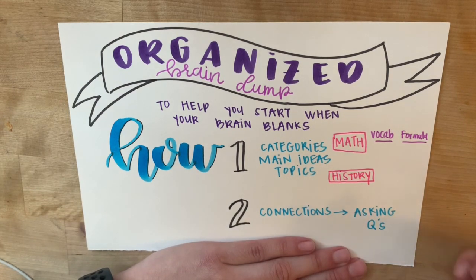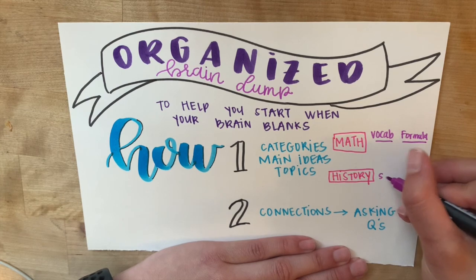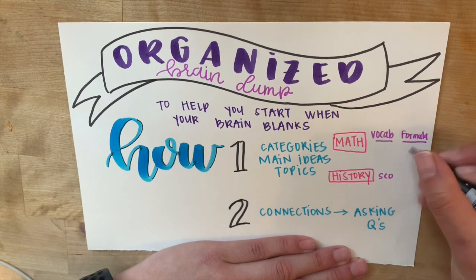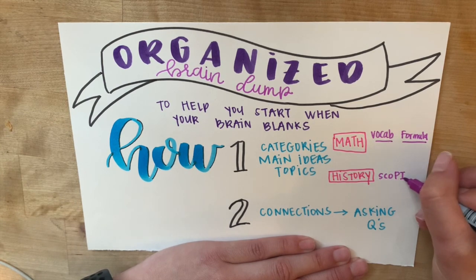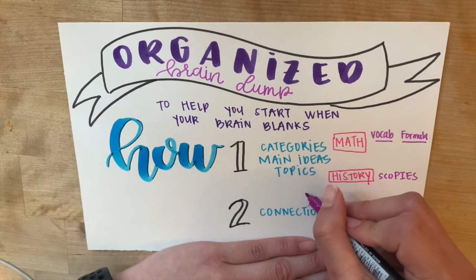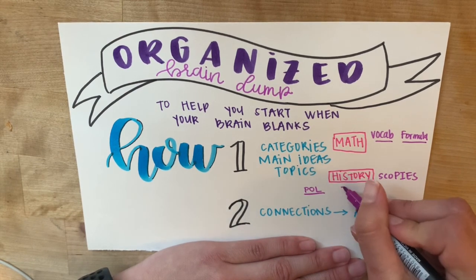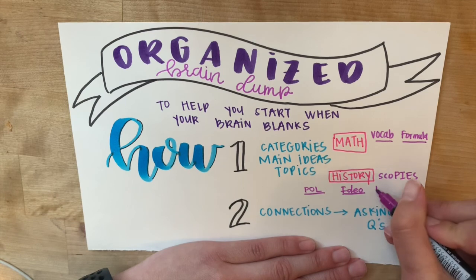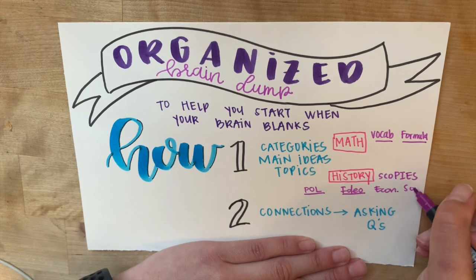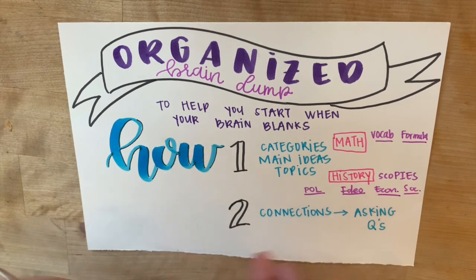Or for history, for example, a really good way to organize history is through the historical scopes, or as I like to call them, the scopies. And then I could go ahead and break it down into political, ideological, economic, and social. It's going to give me a starting point. It's going to make sure I'm including lots of different things as well.